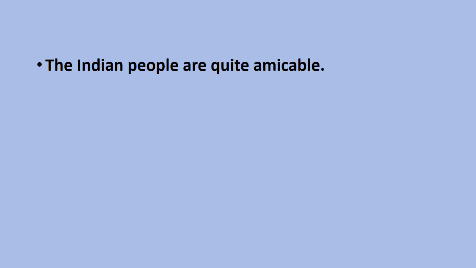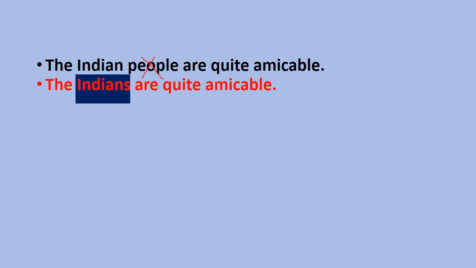The first sentence is, the Indian people are quite amicable. The sentence sounds to be correct, but it is not. We don't have to write people. The answer is, the Indians are quite amicable. The reason is, with any kind of nationals or any community, we don't use the word people. The word people is always cancelled or rather omitted. But instead, we have to use the plural of the given word. Here we are given Indian, so it will change to Indians, that is the plural form of it. The Indians are quite amicable.